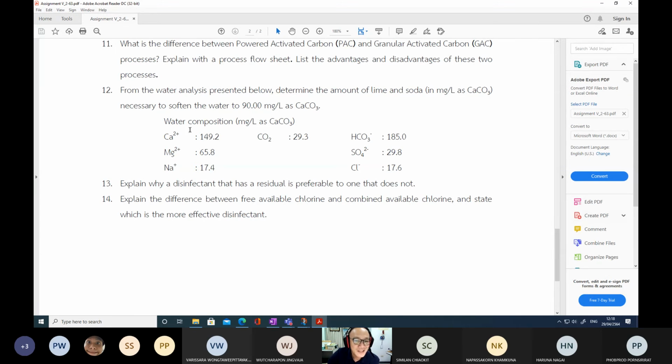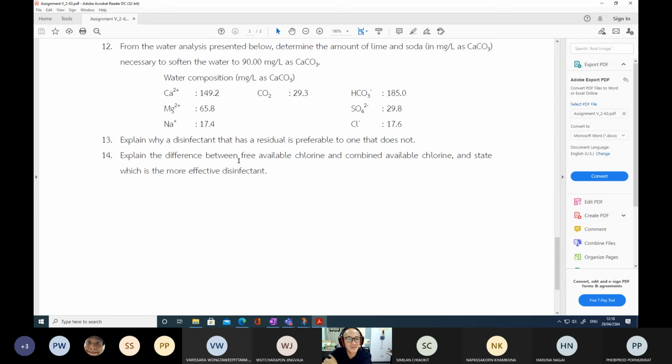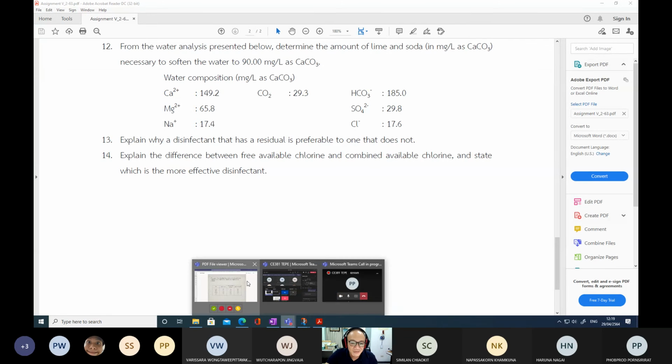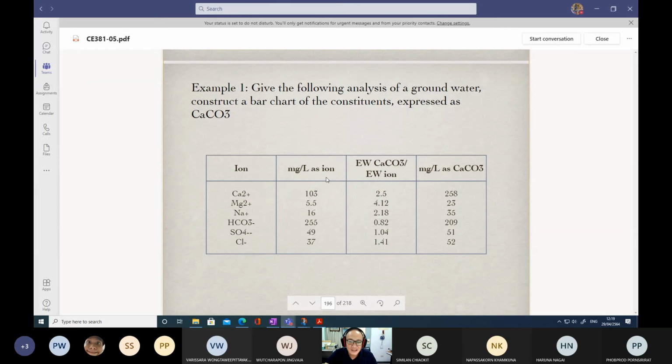Okay, for this one, water composition, this water consists of calcium, in milligrams per liter as calcium carbonate, carbon dioxide 29.3 milligram per liter as calcium carbonate. If it's in milligram per liter as ion, you have to first convert everything into milligram per liter as calcium carbonate by using this ratio.